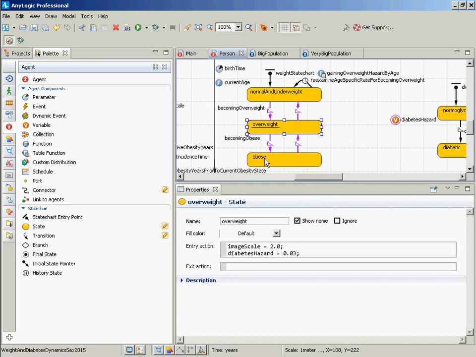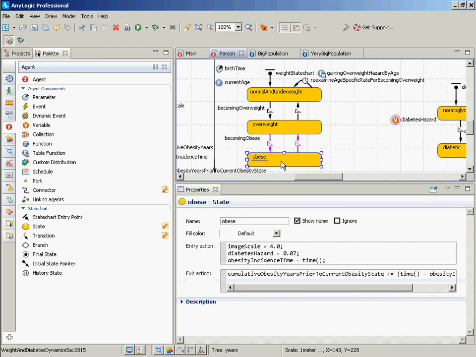Great question. So why is it that this entry action and this exit action here are only entered in the obese state? It's because this variable specifically relates to years what? Years obese. So we're not keeping track of how many years people are overweight, for example, or how many years they're normal and underweight. It's only obese. And so what's going on here? It's a very good question.